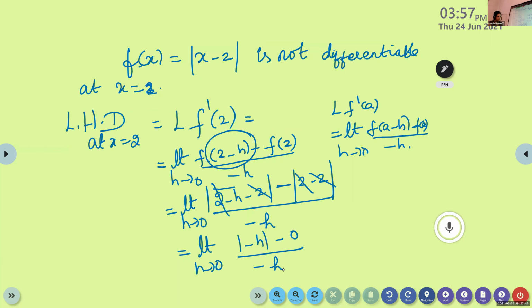What is modulus of negative h? h, isn't it? Modulus function always gives a positive value. So we get this is h by minus h. So both the values h will get cancelled. We get the limit as -1. So we get the left hand derivative as -1.